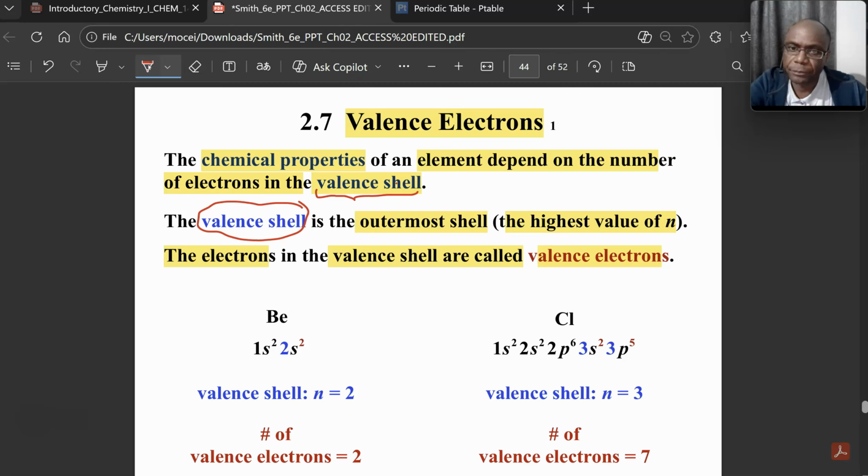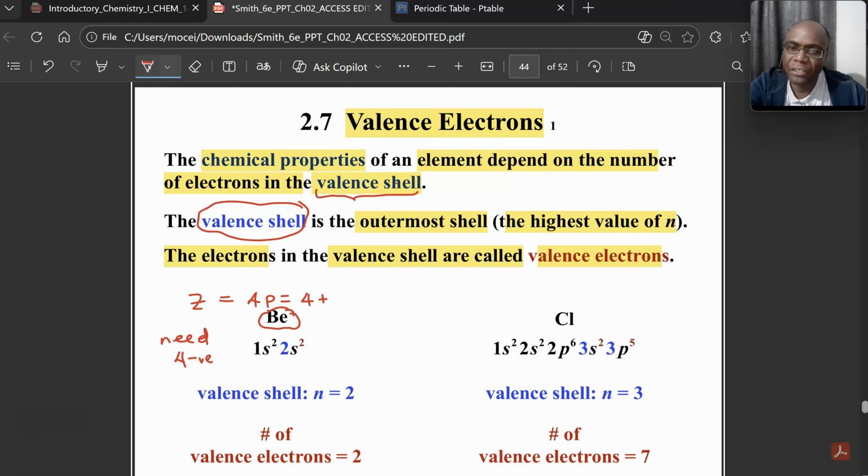Case of beryllium. Beryllium has atomic number 4, meaning it has 4 protons, meaning that those are 4 positives. What we need are 4 negatives because atoms in the periodic table are neutral. Those 4 negatives are the 4 electrons. Those 4 electrons are what we need to write the electronic configuration of beryllium.